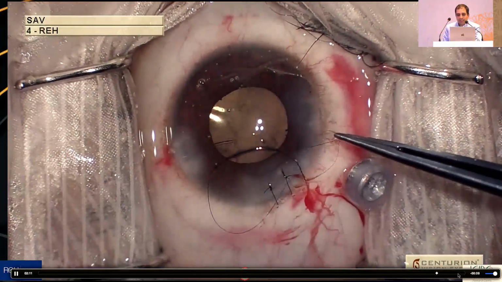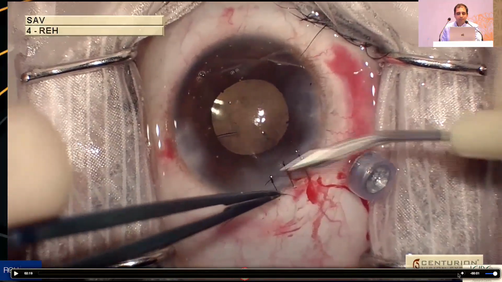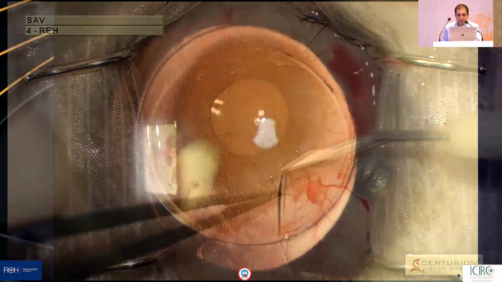Take as many sutures as needed. This is not for aesthetics. Whatever it takes, you do it.